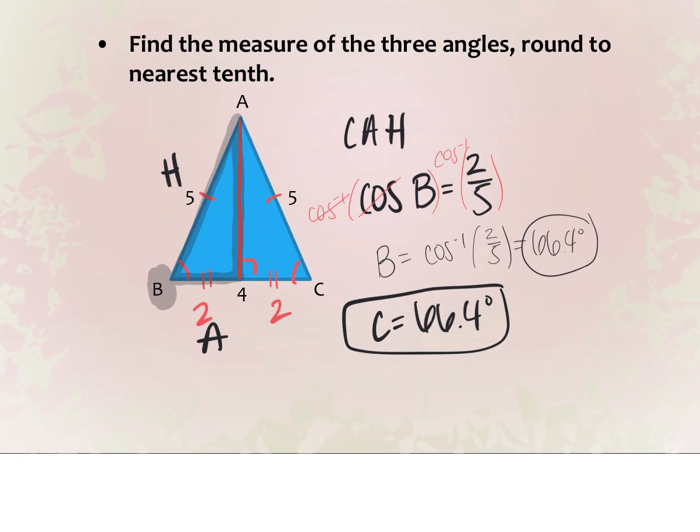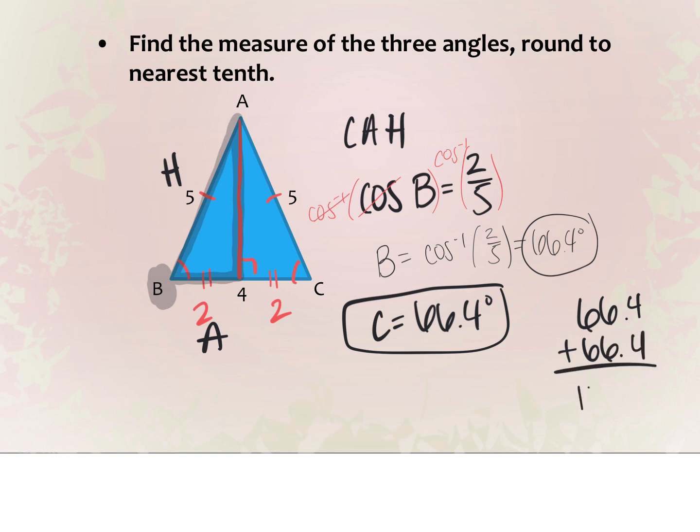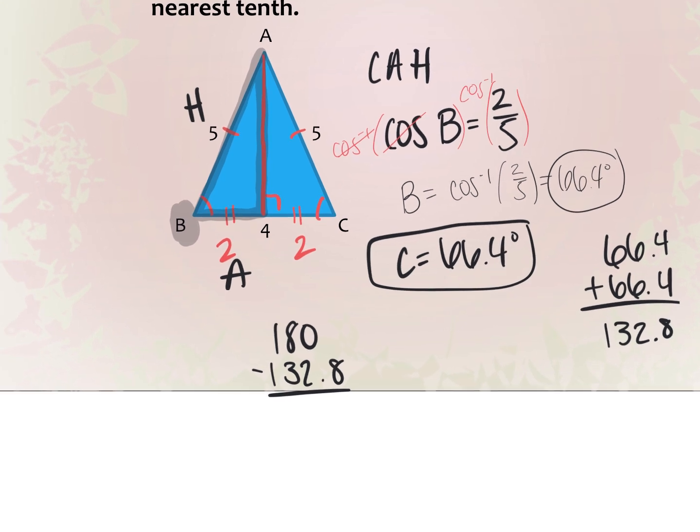So let's add B and C together. What's 66.4 plus 66.4? 132.8. And then we go ahead and take 180 minus 132.8. Dylan, why did you subtract it from 180? Very good. They're all part of the same triangle, which is ABC. And then I think we get like 47.2, and that is the measure of angle A.